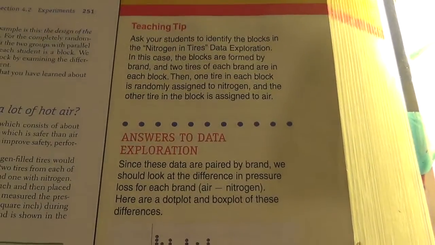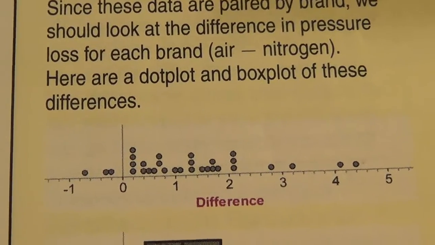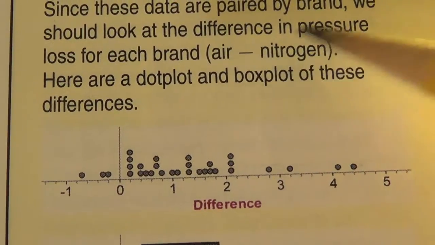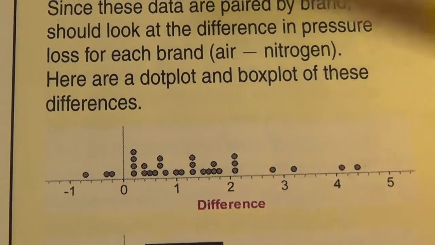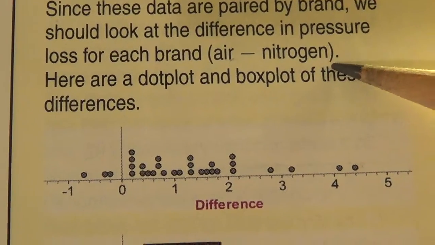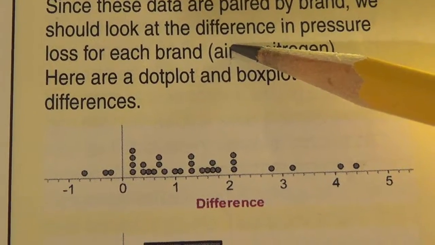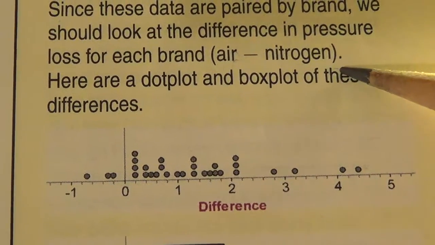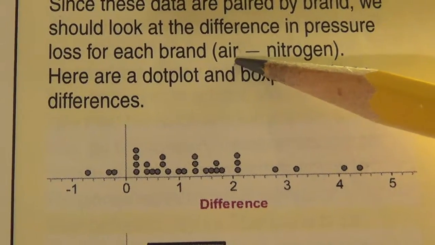So here is another matched pair. We're going to look at the difference between the two. Here is air, as it says, air minus nitrogen. If the number is positive, that means the air number was higher after a year than the nitrogen. So if you get a positive number, the air had the higher number and the nitrogen had the lower number. We want to keep the air pressure in our tires.